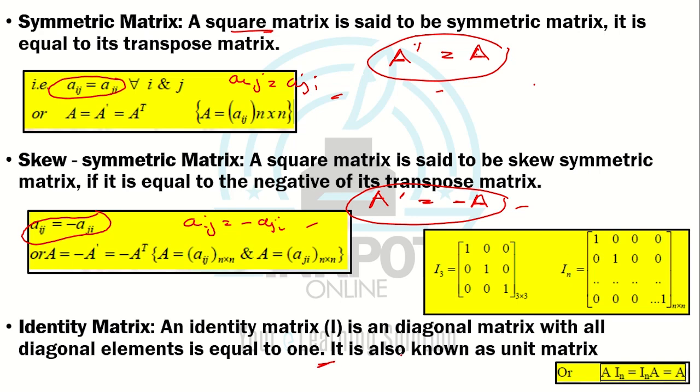Now, an identity matrix, as we had discussed earlier, is a diagonal matrix with all the diagonal elements equal to 1. It is also known as a unit matrix. The only reason it's been separately put in here as a different type of matrix is because I wanted to show you that an identity matrix of any order can be represented by just I3 or IN. For example, if you had a 4x4 identity matrix, the diagonal elements would all be 1. It would be a 4 cross 4 matrix, and it will be represented by I4.